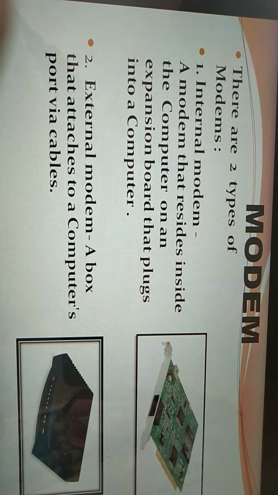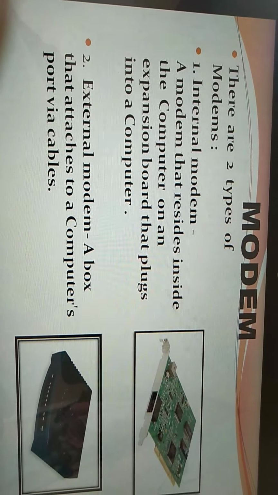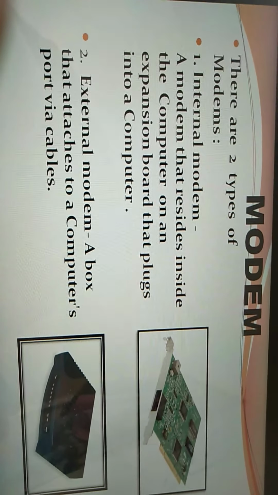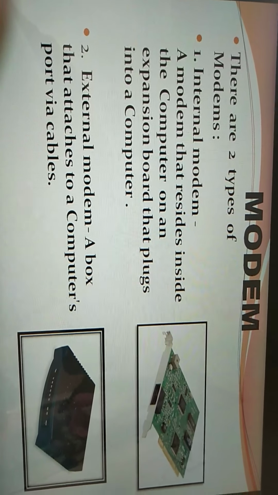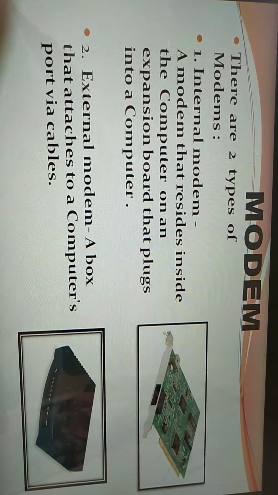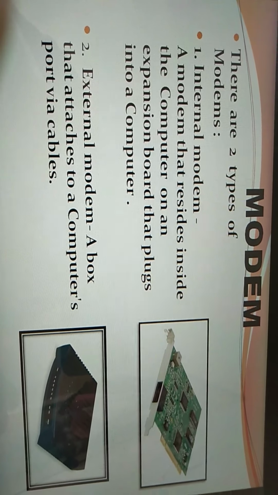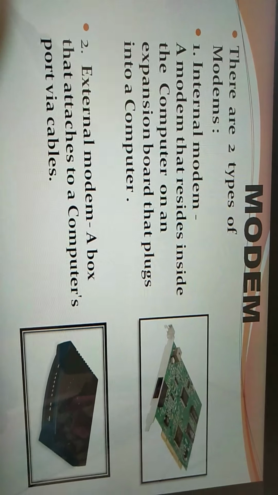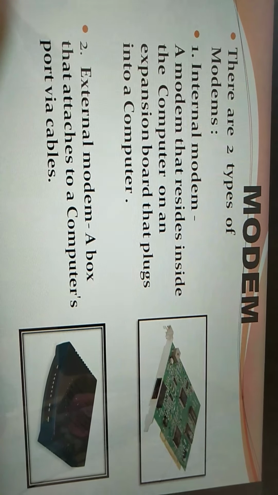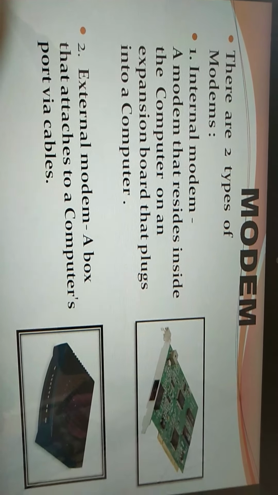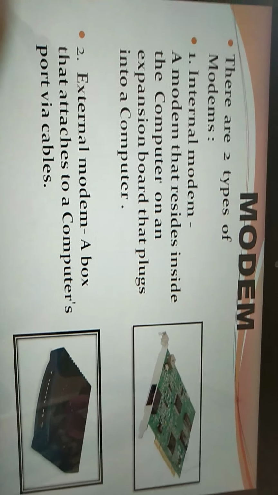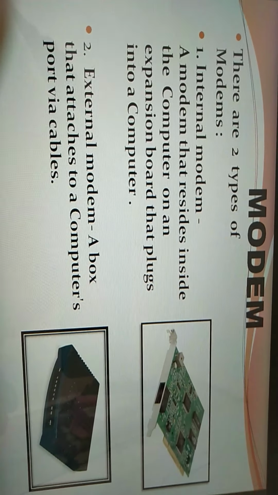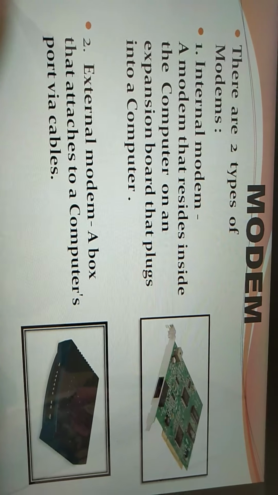And what is an external modem? An external modem is a box that is attached to a computer port via cables or via wires. So if you see a black color box just next to your CPU which is outside the CPU, it is called an external modem, or a modem which is not inbuilt. It is externally attached through wires. Now in the current scenario, we have more of internal modems. You will not see this black color box anywhere outside the CPU.